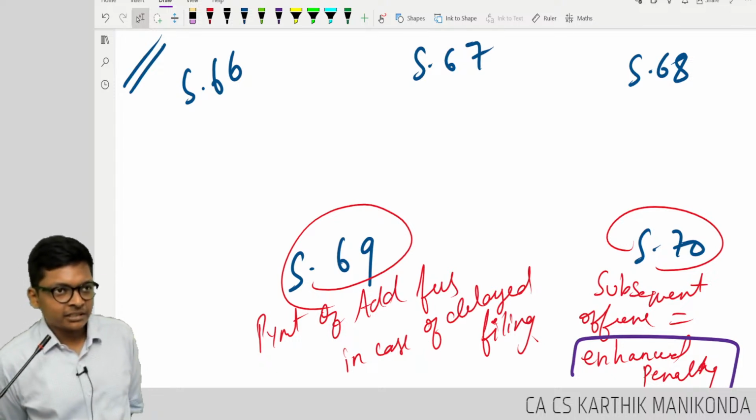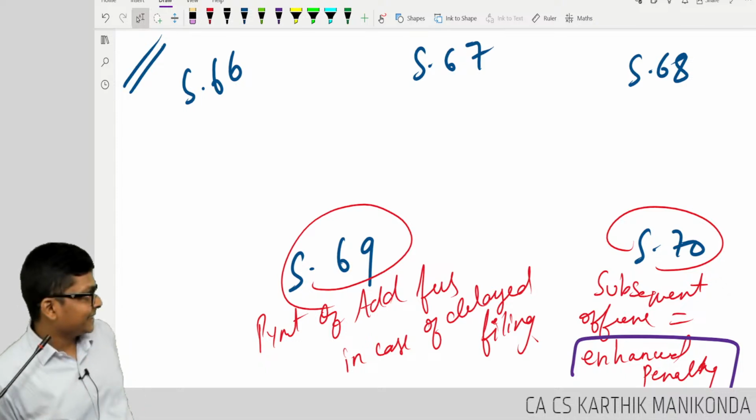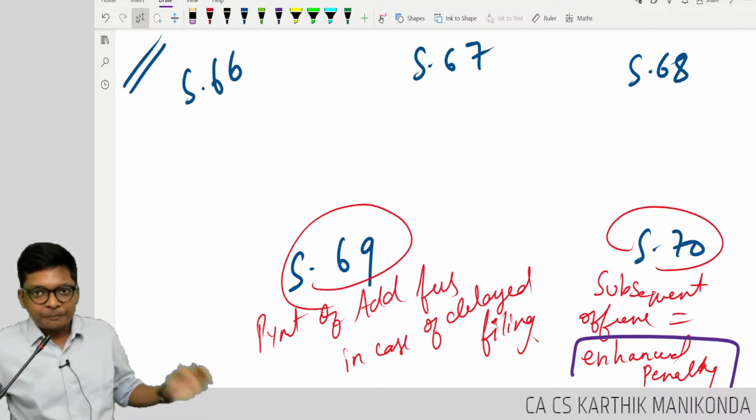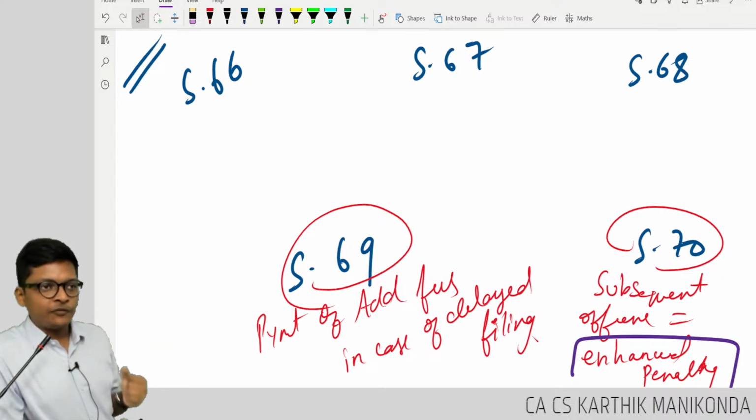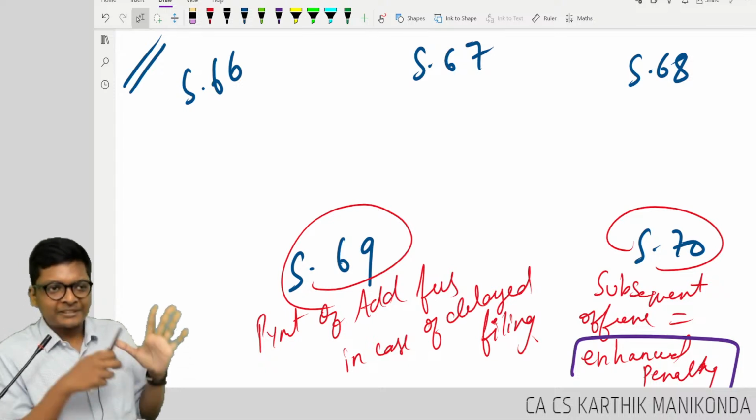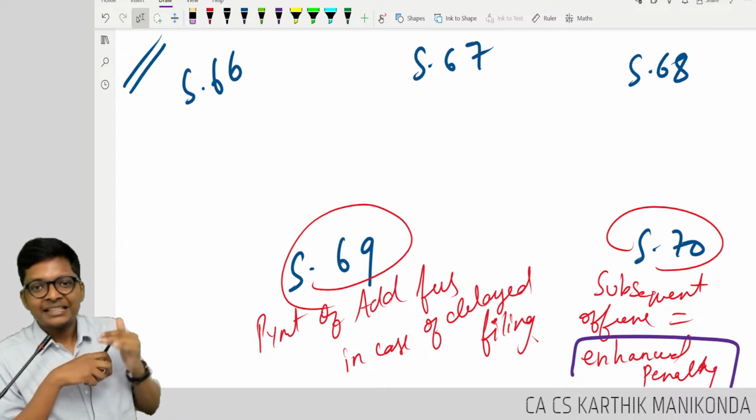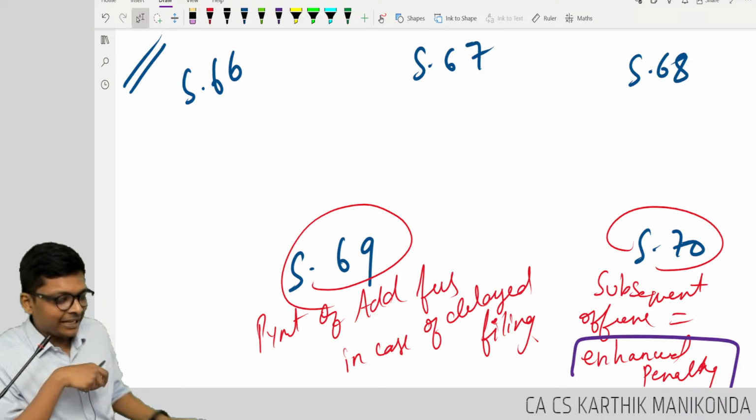All these 5 sections, how many times have they been tested in the past? Never. But it's part of our study material. Just remember the concepts: 69, additional fees. 70, additional penalty, enhanced penalty.